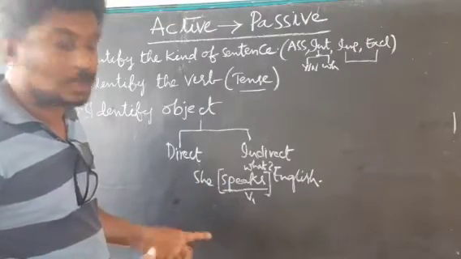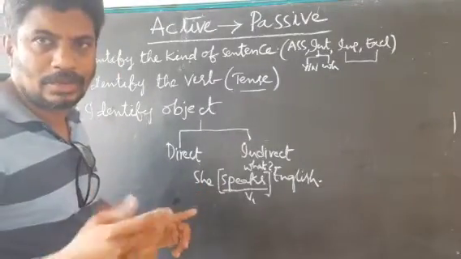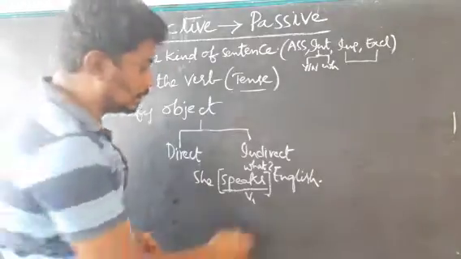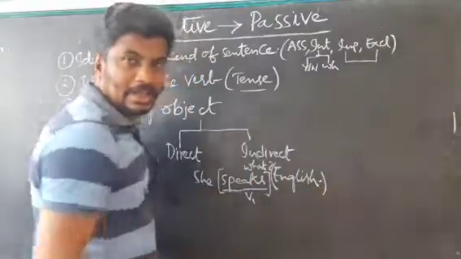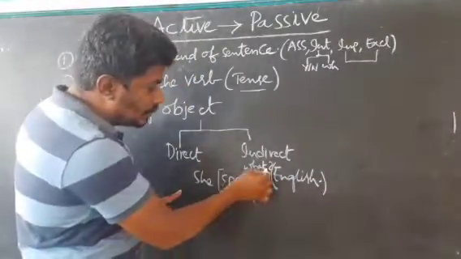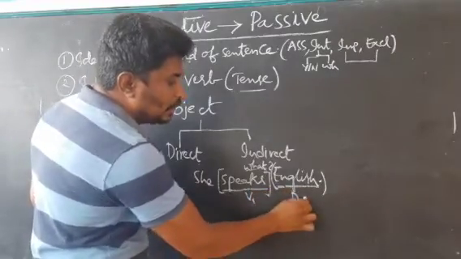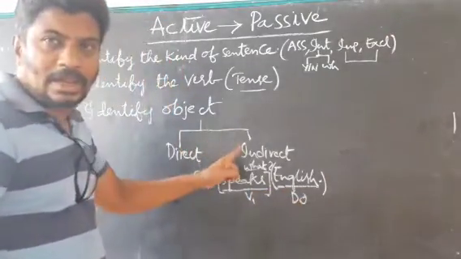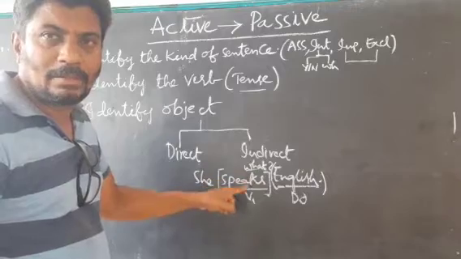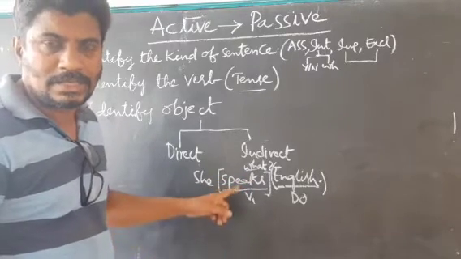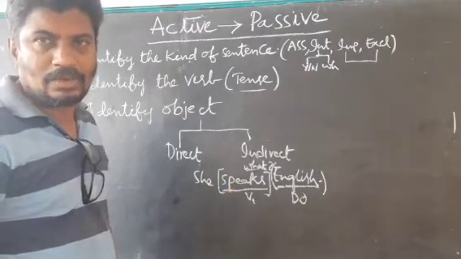ఏమిటి మాట్లాడుతుంది? Subject she కాబట్టి ఏమిటి మాట్లాడుతుంది? You can turn it like this. The answer is English. So you've got an answer to the question what. This is called direct object. Either direct or indirect, if it has an object, this statement can be written in passive voice.